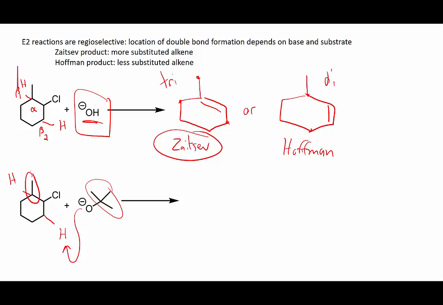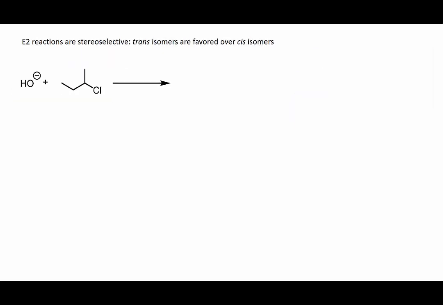So in this mechanism, we would attack that hydrogen, form a double bond, and kick off our chlorine. The preferential product in this case will be the Hofmann product, the less substituted alkene. In fact, this will be formed in a larger excess than the Zaitsev product, even though the Zaitsev product is more stable overall. So that's what regioselective means. We can have either product depending on what base we're using or what substrate we have.